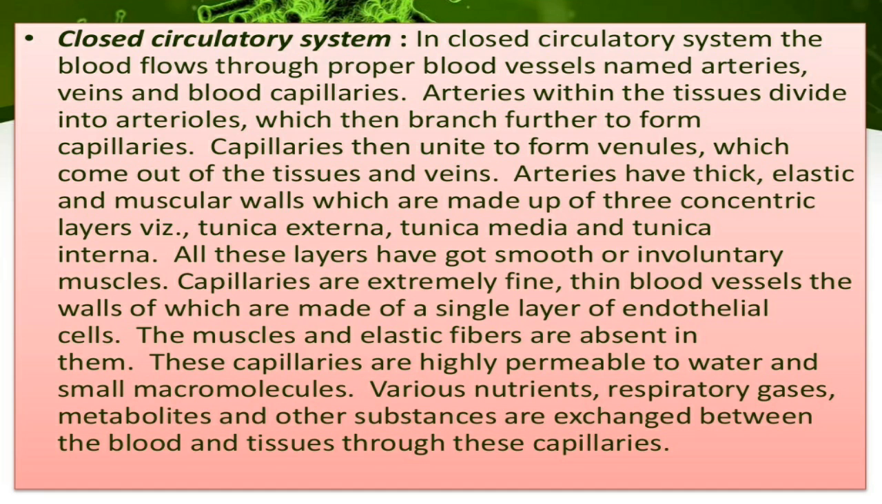Closed circulatory system. In closed circulatory system, the blood flows through proper blood vessels named arteries, veins and blood capillaries. Arteries within the tissue divide into arterioles, which then branch further to form capillaries. Capillaries then unite to form venules, which come out of the tissues as veins.